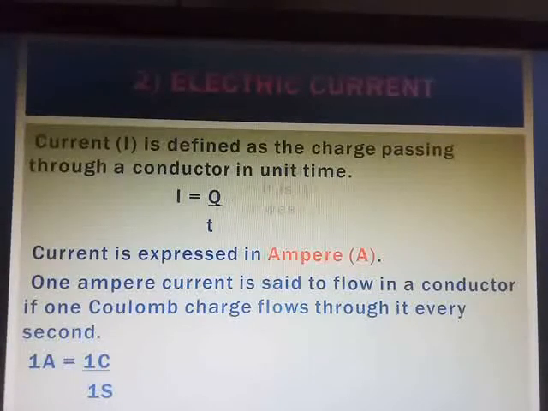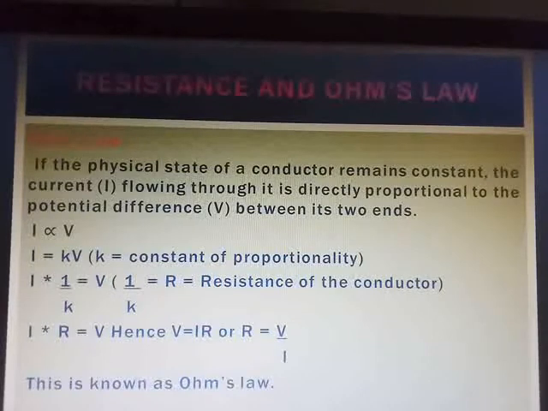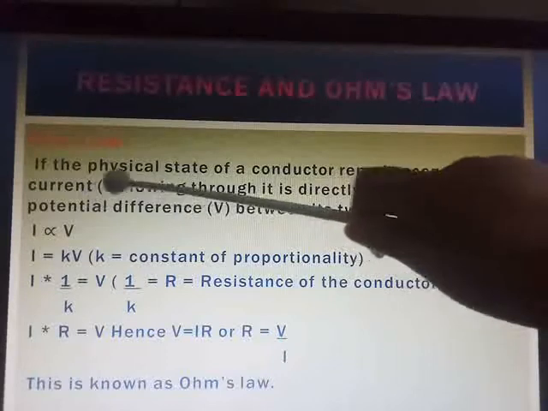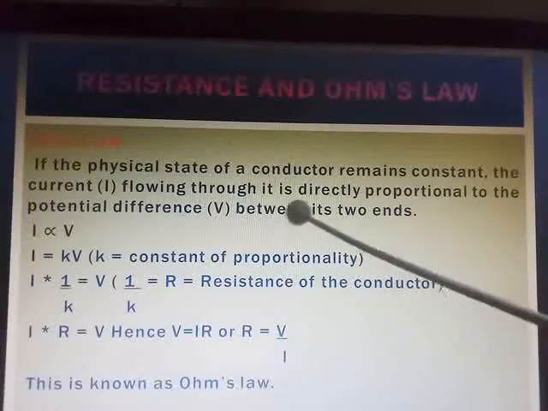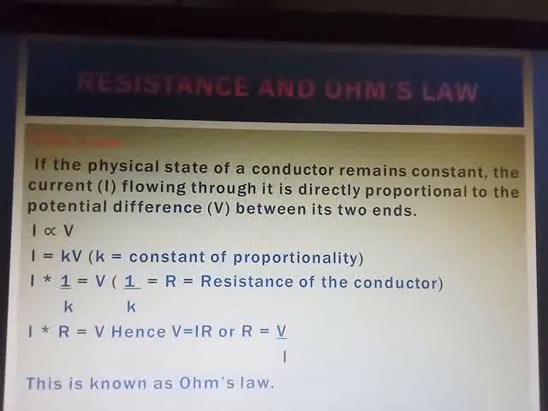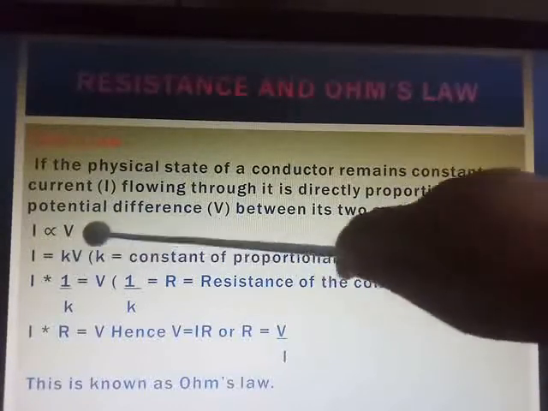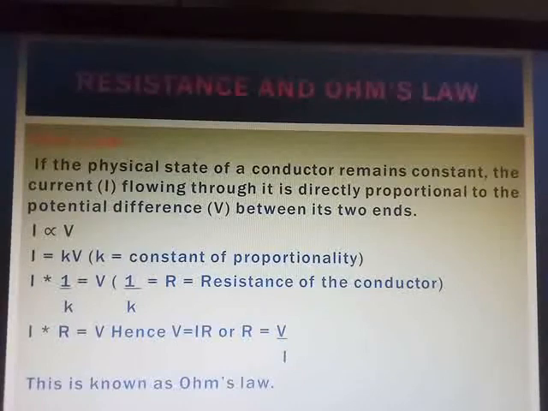Next, our third topic is resistance and Ohm's law. Ohm's law is also very important. What does the law state? If the physical state of a conductor remains constant, the current I flowing through it is directly proportional to the potential difference V between its two ends. Current I is directly proportional to V, so I is equal to kV. What is k? The constant of proportionality.